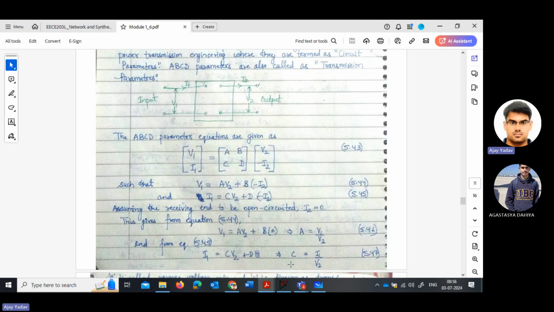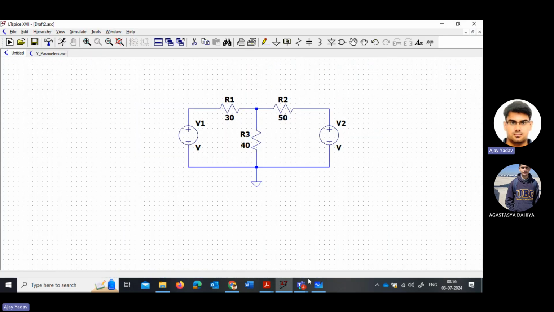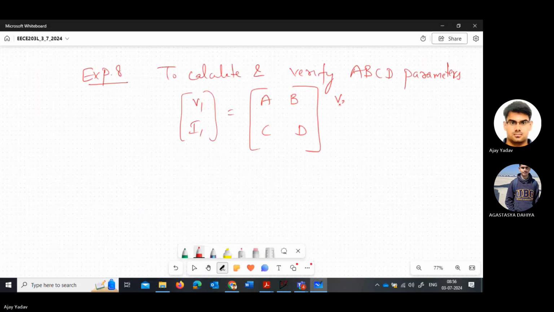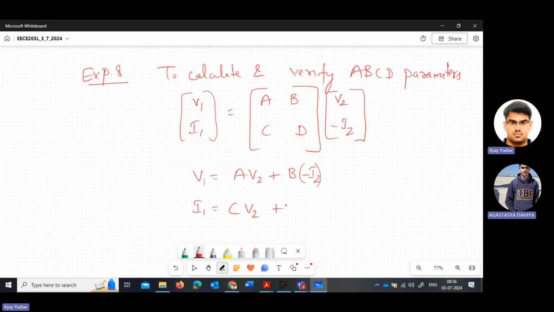V2 minus I2. Okay, so here it is V2 minus I2. If you simplify this, you will get a value of V1 as AV2 plus B minus of I2. Similarly, your I1 is what? CV2 plus D minus of I2.